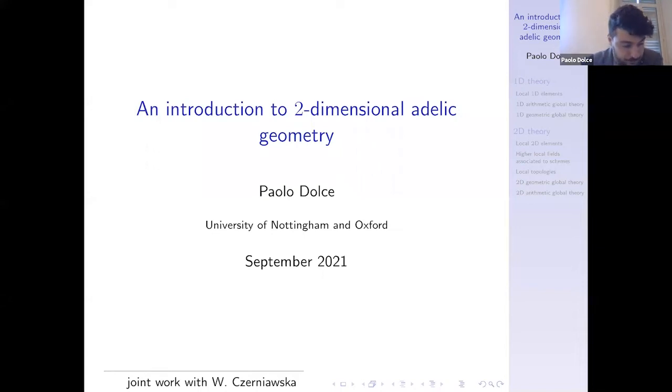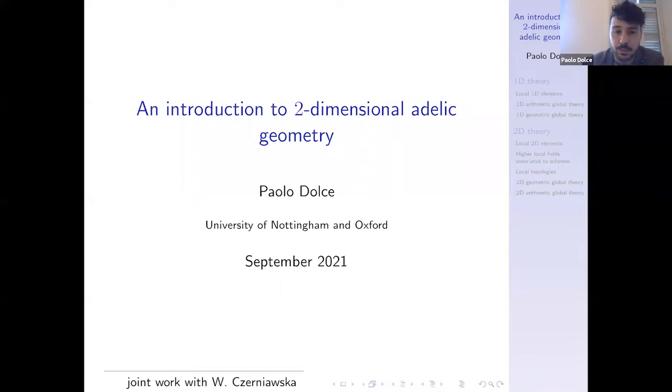And so especially I will focus on topological aspects. So this is joint work with Veronika Czerniawska, and also Fesenko yesterday mentioned two kinds of adeles. He mentioned geometric adeles and analytic adeles. And I just want to say that I will deal with geometric adeles and I will call them just adeles.